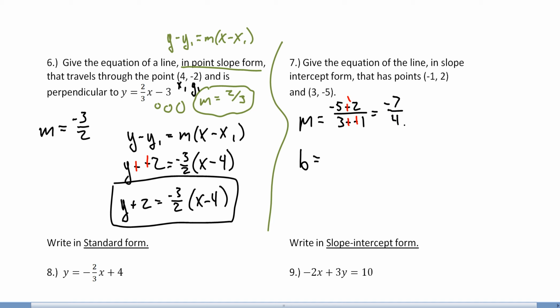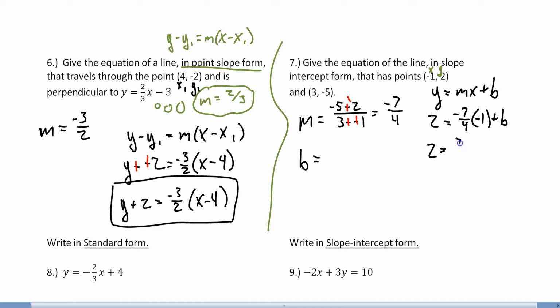So that's my slope. Now I'm just going to find the y-intercept by starting with a fresh y equals mx plus b. And I just plug in what I know. And it doesn't matter which of these ordered pairs I use. Maybe I'll use this first one for my x and my y value. So I just start plugging in, and I say, okay, I'm going to plug the negative 7/4 in for m. I'm going to plug the negative 1 in for x, and I'm going to plug the 2 in for y. All right? And now it's just a matter of solving this for b.